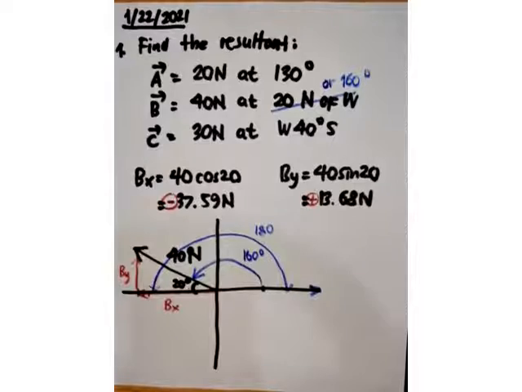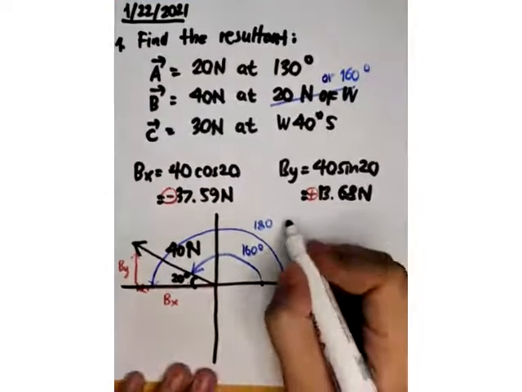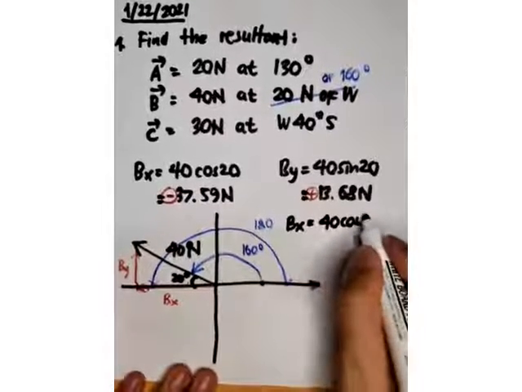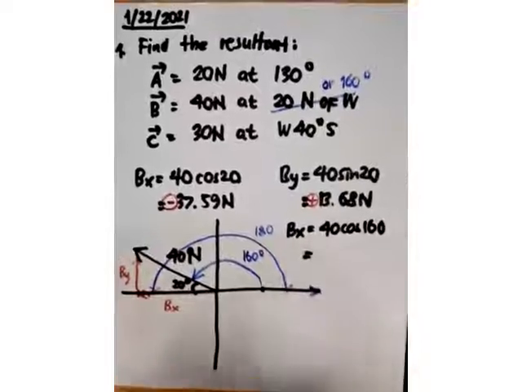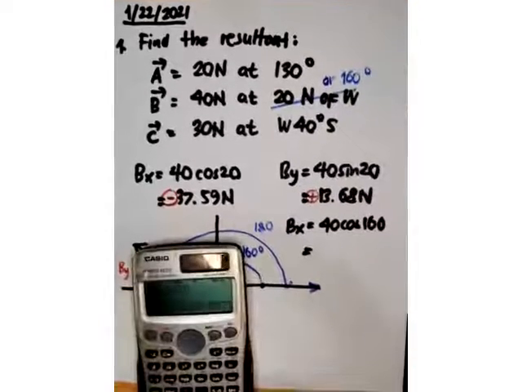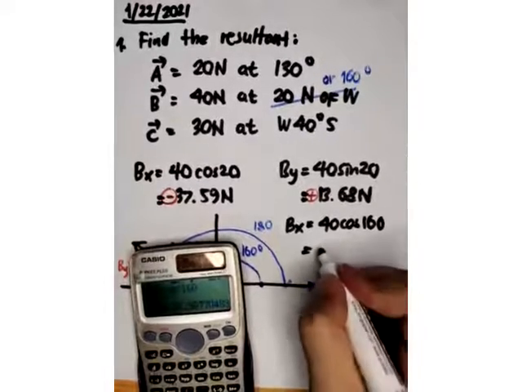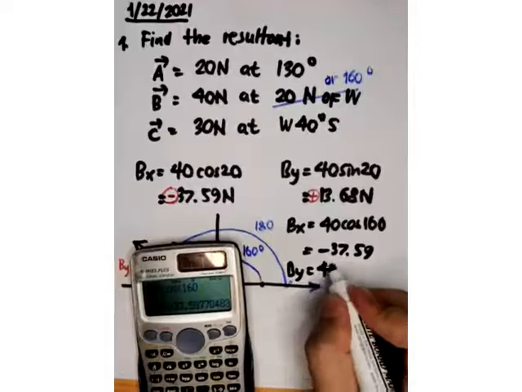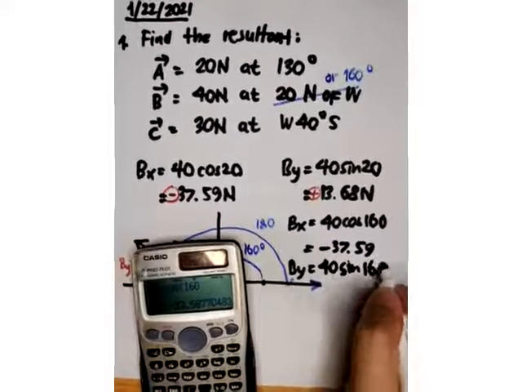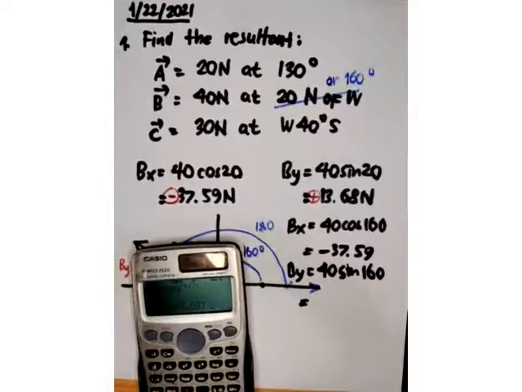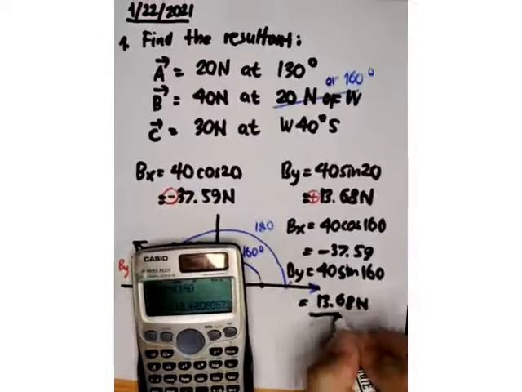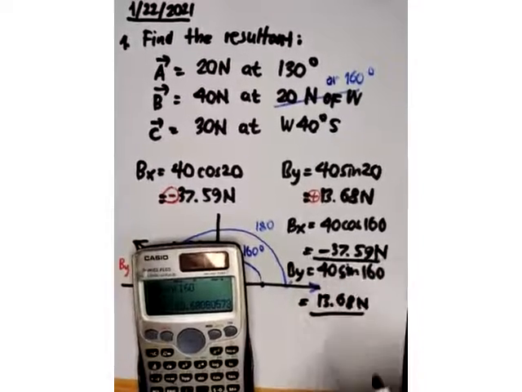Okay? So, i-test natin. Ibig sabihin, ang B of x natin ay equal siya sa 40 cosine 160. Kung ano man ang lalabas sa calcu nyo, yun na yung sagot. Times cosine 160, it's negative 37.59. Ano yung B of y? So, that is 40 sine 160. So, that's equal to 13.68 newtons. Di ba? Nilabas na niya yung negative at saka positive.